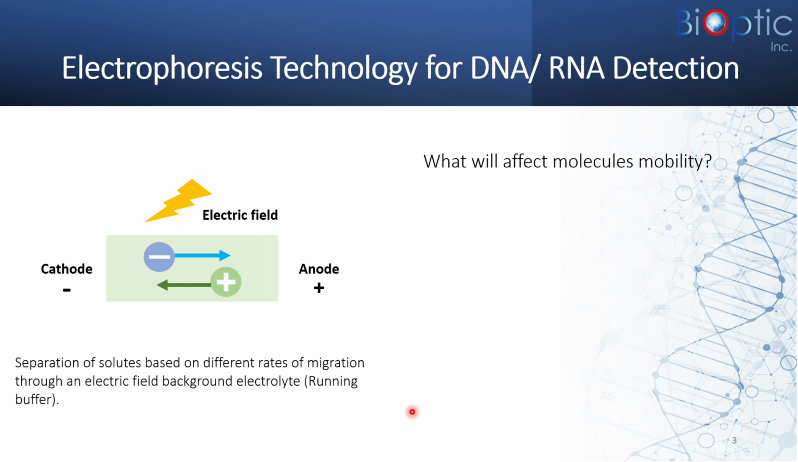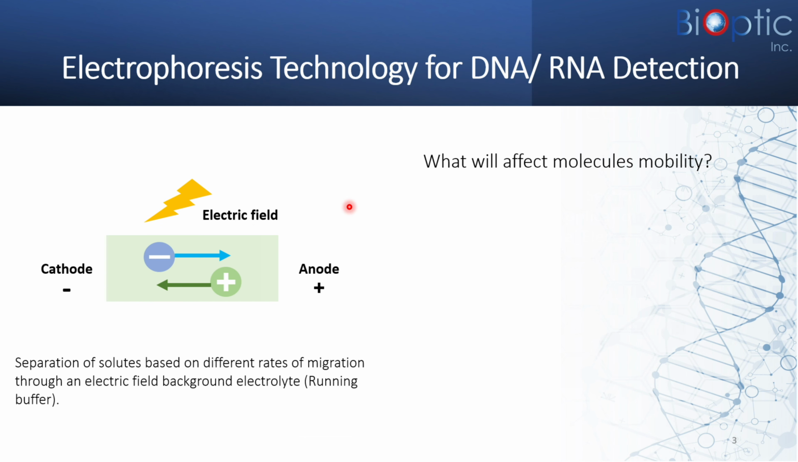After isolating procedures, people will need to check the quality of their samples, including the purity, size, and the concentration, to evaluate whether the samples meet the requirements of downstream experiments. The most common quality control tool for DNA-RNA qualification is electrophoresis.